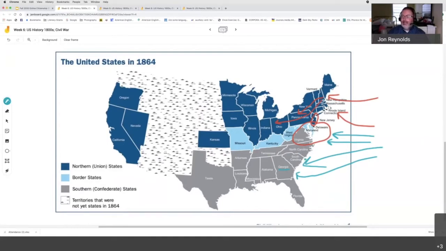So as they continued to move into this part of the world, they wanted more land, economic opportunity, and of course, the opportunity to trade with England and with Europe. So as the country continued to grow, we started seeing a lot of these cultural differences, religious differences, and of course, economic differences.